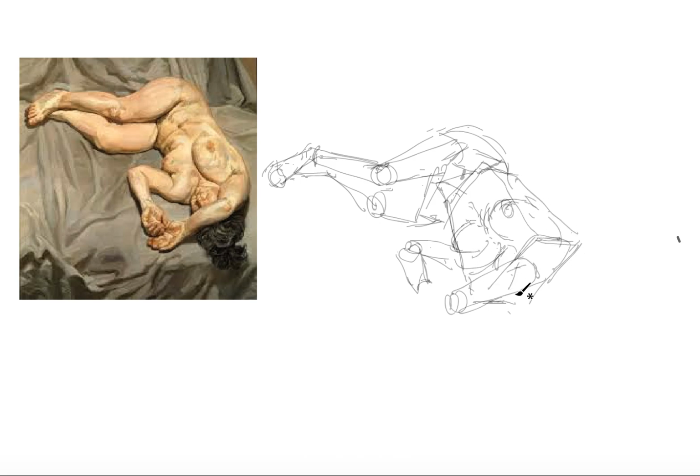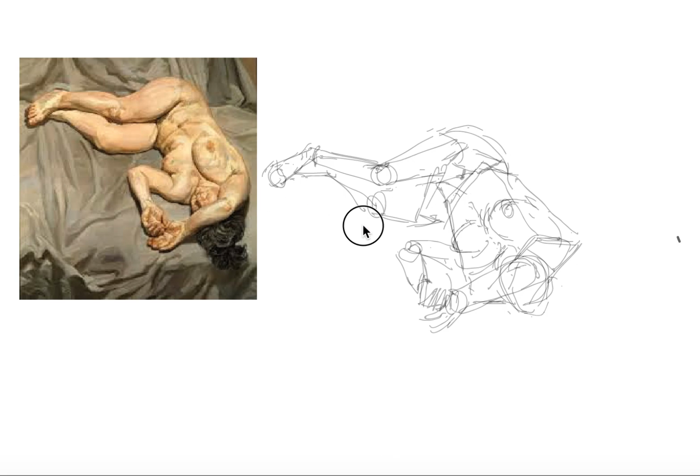Tucked inside here, although it's difficult to see, would be the ovular form of the head. We can think about the individual breakdown of the planes of each hand as we see them curving around each other. And what we've begun to understand here is the three-dimensionality of the figure.